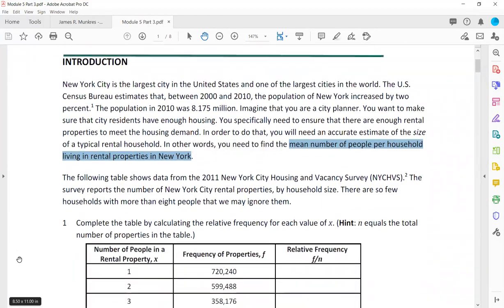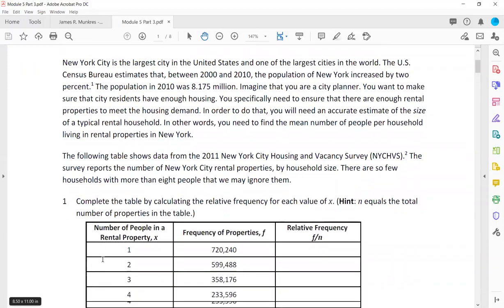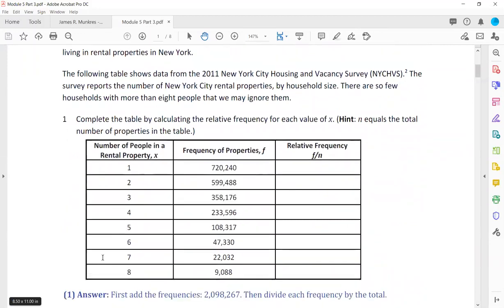The following table shows data from the 2011 New York City Housing and Vacancy Survey. The survey reports the number of New York City rental properties by household size. There are so few households with more than 8 people that we may ignore them. Well, let's complete the table.